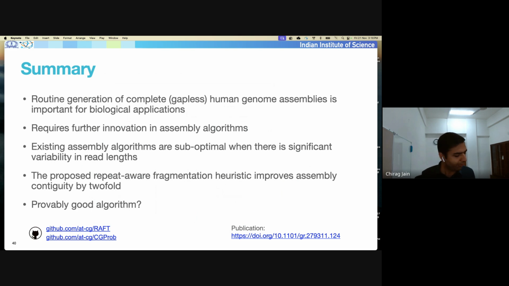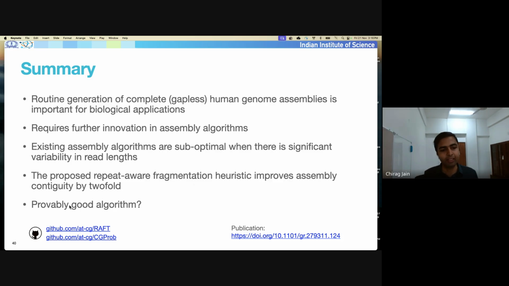So let me now summarize and I'll take more questions after this summary. What I wanted to show you is that the routine generation of complete gapless human genomes is important for biological applications. And there's a long road forward. It requires further innovation in assembly algorithms. The particular topic that I addressed in my talk is that existing assembly algorithms are suboptimal when there is significant variability in read lengths. And to address that, we can do a repeat-aware fragmentation of those reads. And using that, we see improvements in the assembly quality in practice.